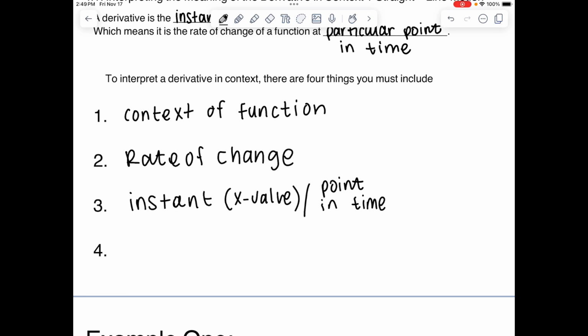And then finally, because you're talking about a real world situation, you need to use units. And because it is a rate, rates are always going to have a per involved. So for example, miles per hour is a rate of change. You're going to need something like that every single time you do one of these problems.